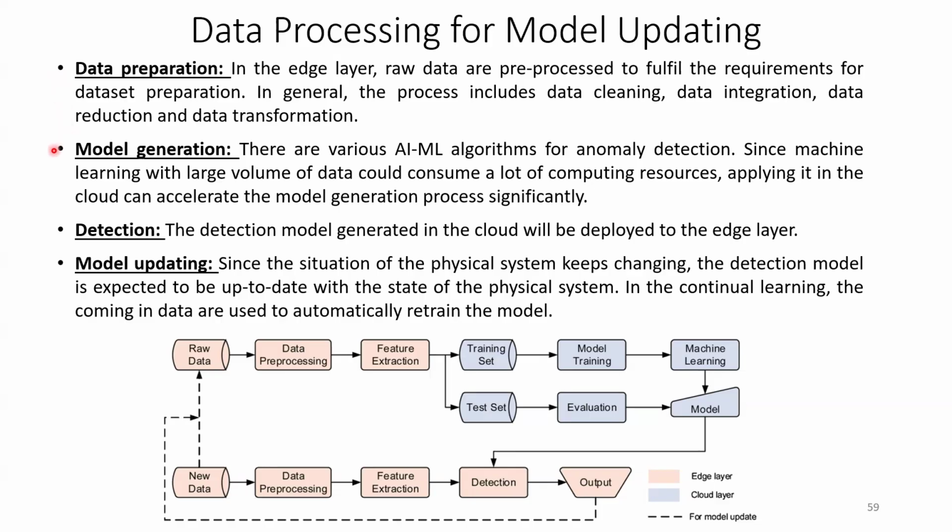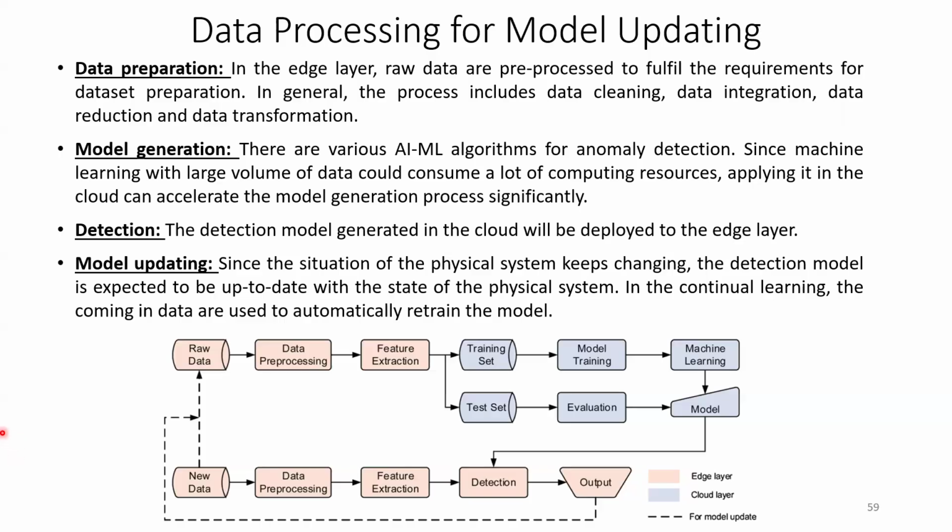The next stage is about model generation, and at this stage we can use various AI and machine learning algorithms. They can be applied for anomaly detection, and since training models with large data sets is computationally expensive, the cloud is typically used to accelerate this step. And once the model is trained, it is deployed to the edge layer for detection. So this enables real-time or near real-time anomaly monitoring and detection close to the physical system.